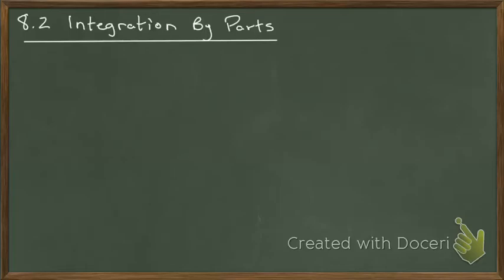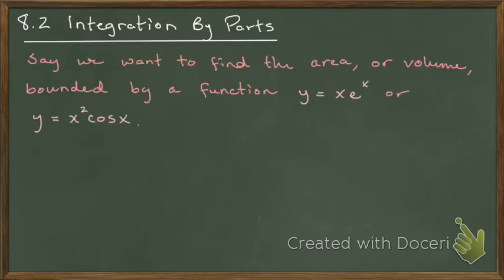In this video, we discuss the technique known as integration by parts. So let's say I want to find the area or volume, for example, bounded by a function y equals x e to the x, or say y equals x squared cosine of x. If we look here, these functions, if I'm finding the area or volume, I need to integrate these guys, right?